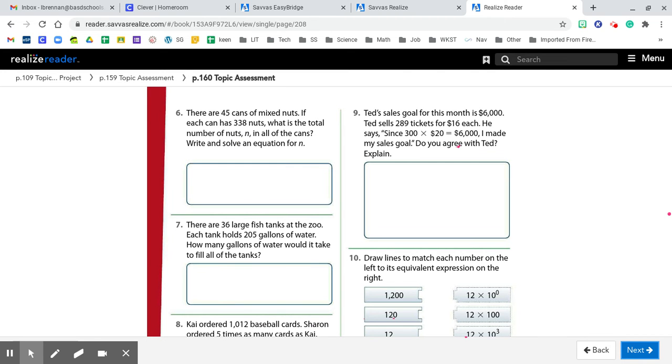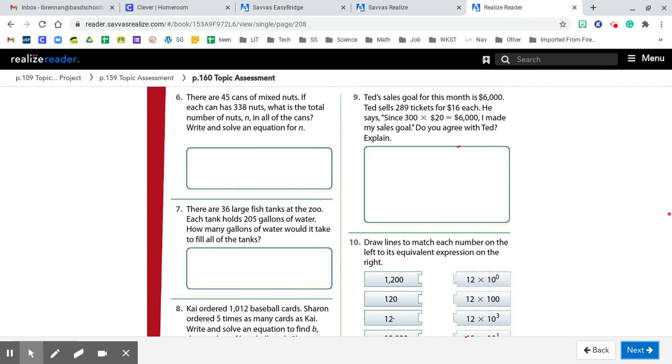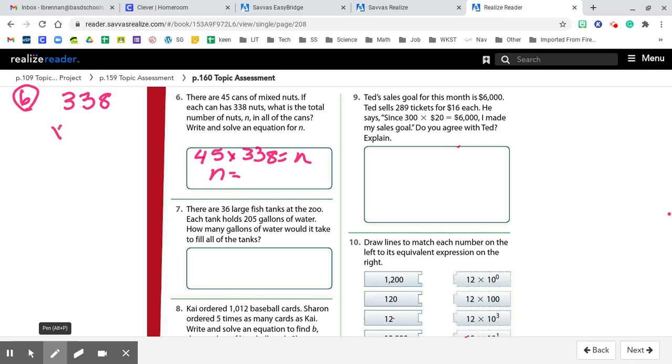All right, number 6, there are 45 cans of mixed nuts. If each can has 338 nuts, what is the total number of nuts in all the cans? Write and solve an equation. So we have 45 times 338 equals the number of nuts. And to figure that out in your notebook, 338 times 45. Remember, you can turn your notebook so you can use the columns in there to help you out.